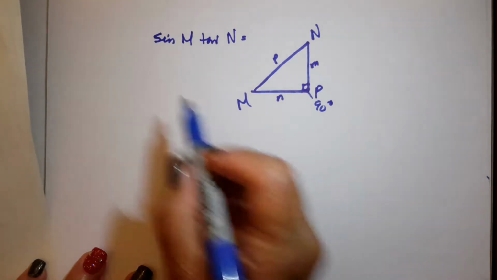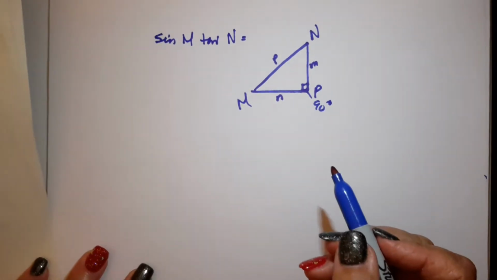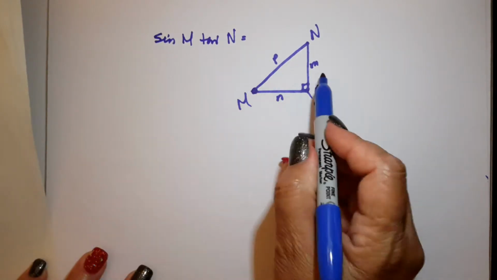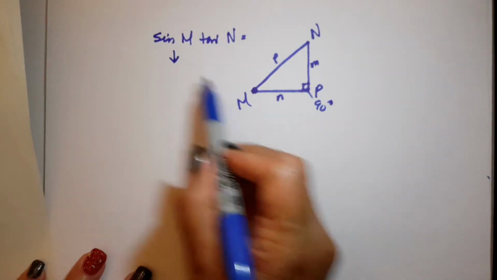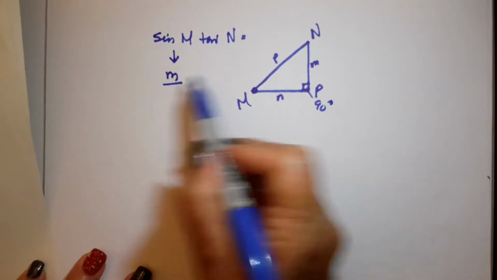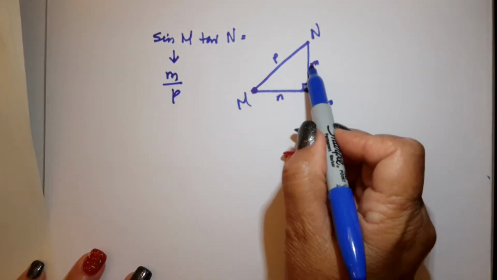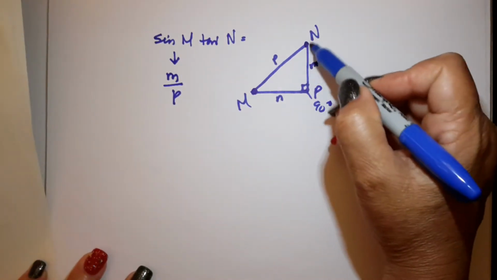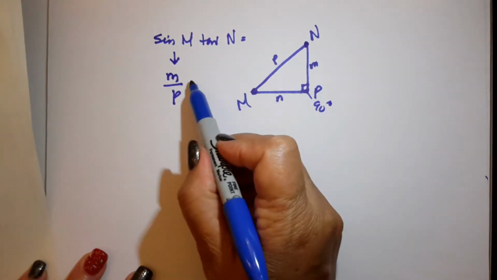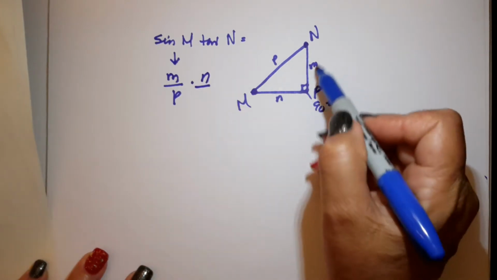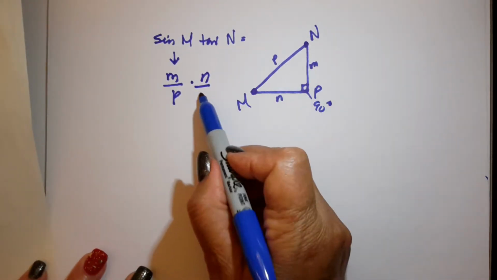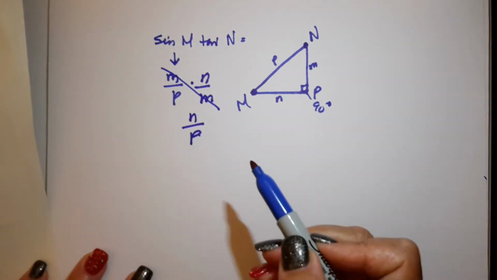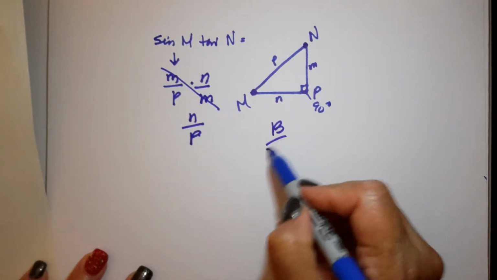The first thing that you have to remember is the rules of sine, cosine, and tangent. You have M. You have this angle here. The sine of M is the opposite divided by the hypotenuse. Opposite over hypotenuse. The tangent of N, you see N here, is the opposite divided by the adjacent, which is M. You cancel. The answer is n over p. So I believe it's letter B.